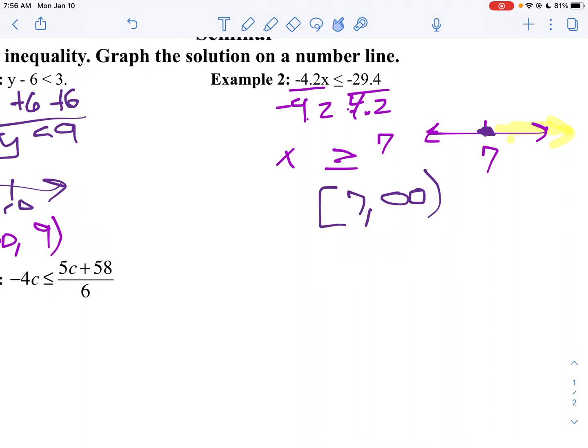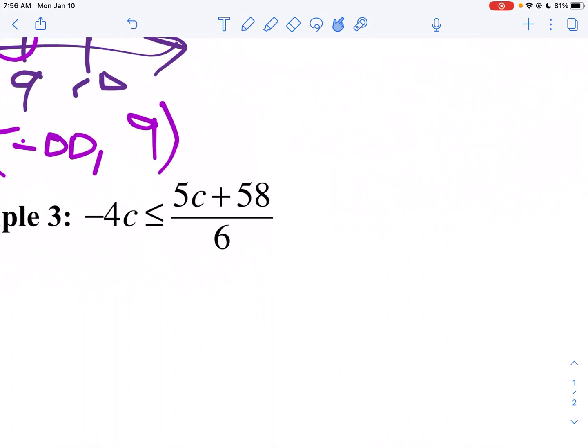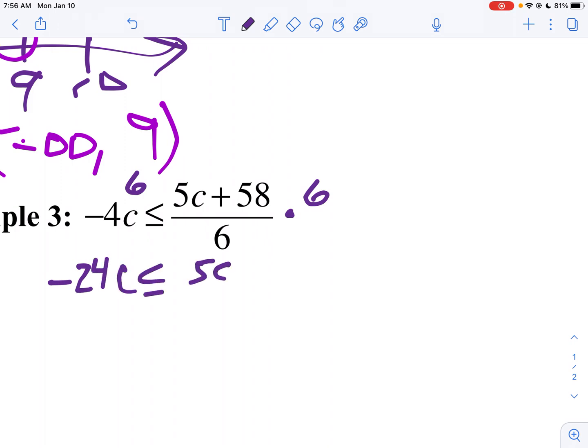Now let's take a look at example 3. We're going to do the same thing. We have to do a little simplifying here first, though, don't we? So the first thing I'm going to do is multiply both sides by 6. So I get negative 24c is less than or equal to 5c plus 58.